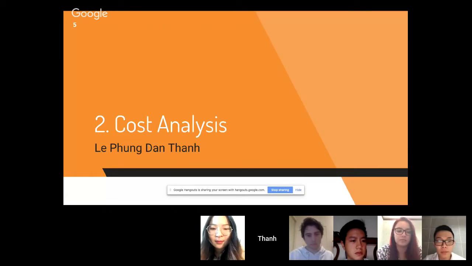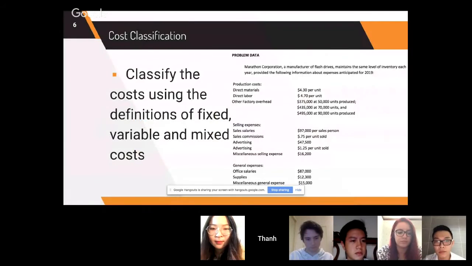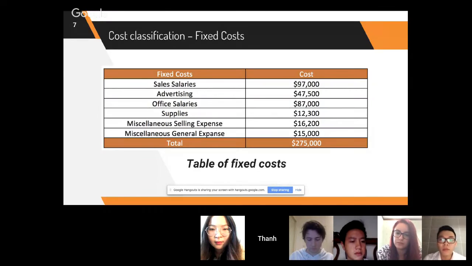Hi, my name is Tang, and this is our cost analysis. We were given the task to classify the cost of production from Marathon. The overall description of the company costs are presented on the slide right now. To do the definition of fixed cost, we have made up a table including costs that are constant whatever quantity of products Marathon produced, namely salary, advertising, supply, miscellaneous selling expense, and general expense.